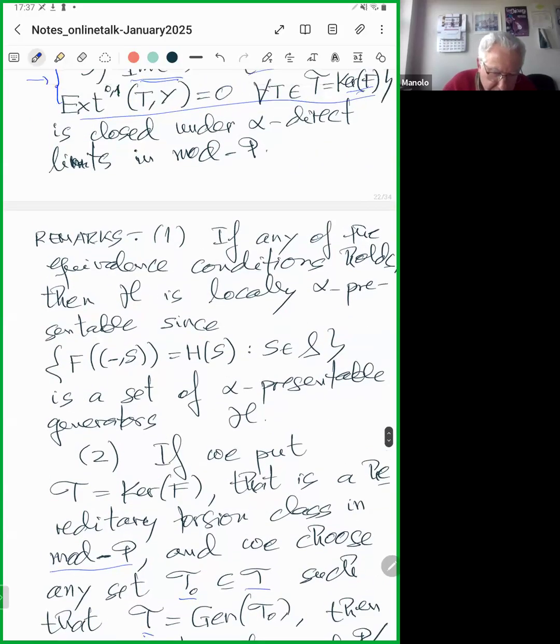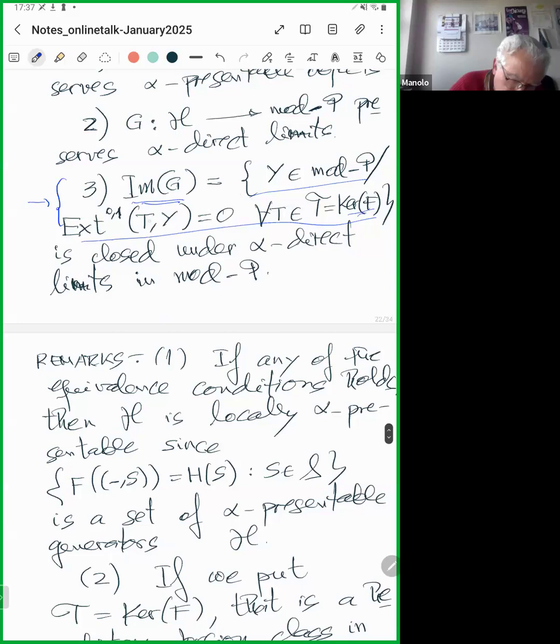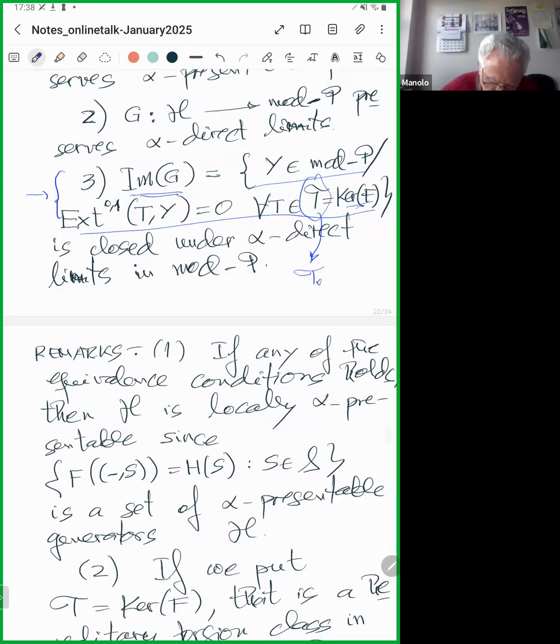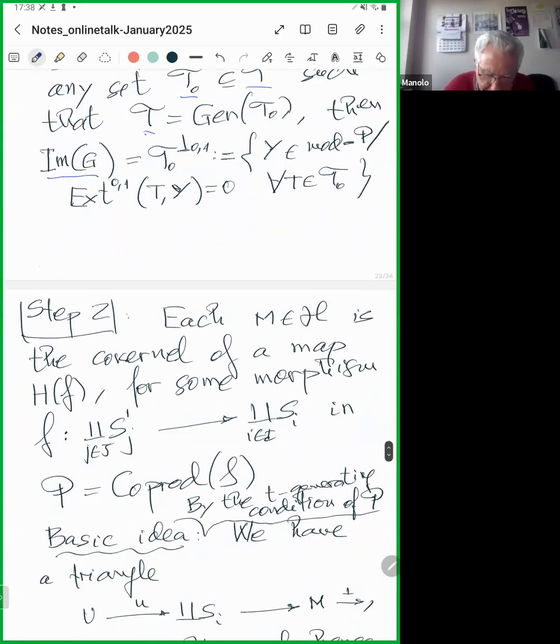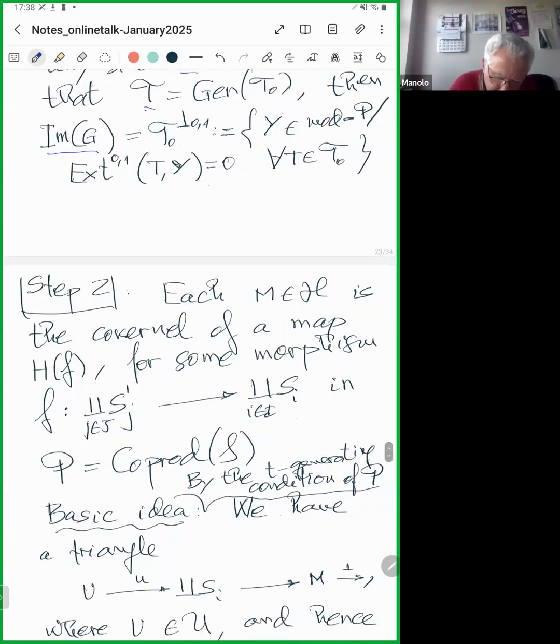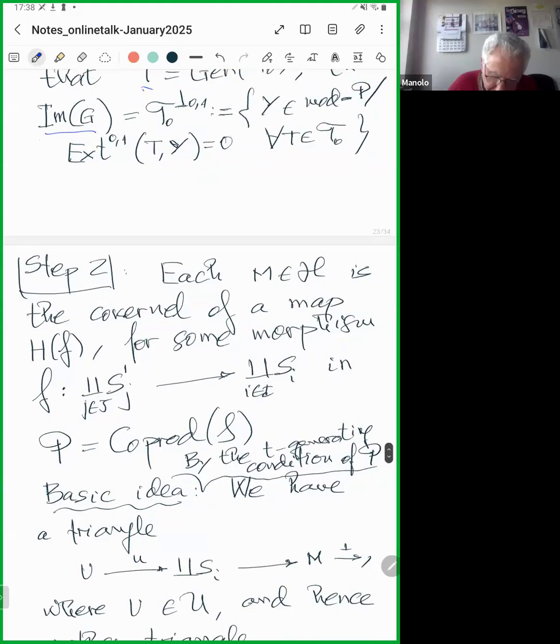So in this condition that we want to check, you can choose, instead of all of T, a category that sometimes can be very, very small. So step 1 is that any object in the heart is the cokernel of a map of the form H of F for some morphism F in P. And this is very simple now.